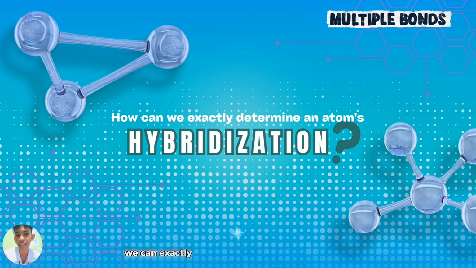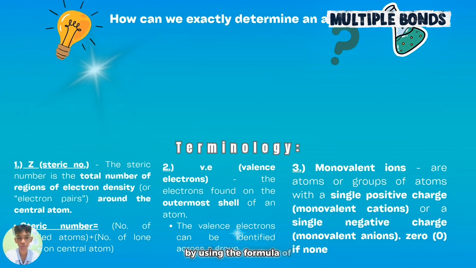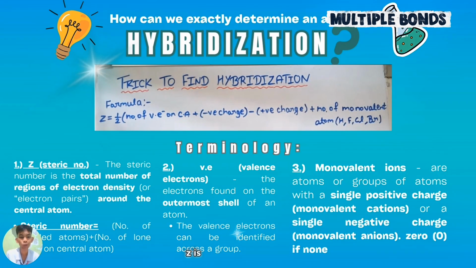We can determine an atom's hybridization by using the formula Z equals 1/2 times the number of valence electrons in the central atom plus negative charge minus positive charge plus the number of monovalent atoms, which involves hydrogen, fluorine, chlorine, and bromine. Let's plunge headfirst into the thrilling quest of nailing down an atom's hybridization.